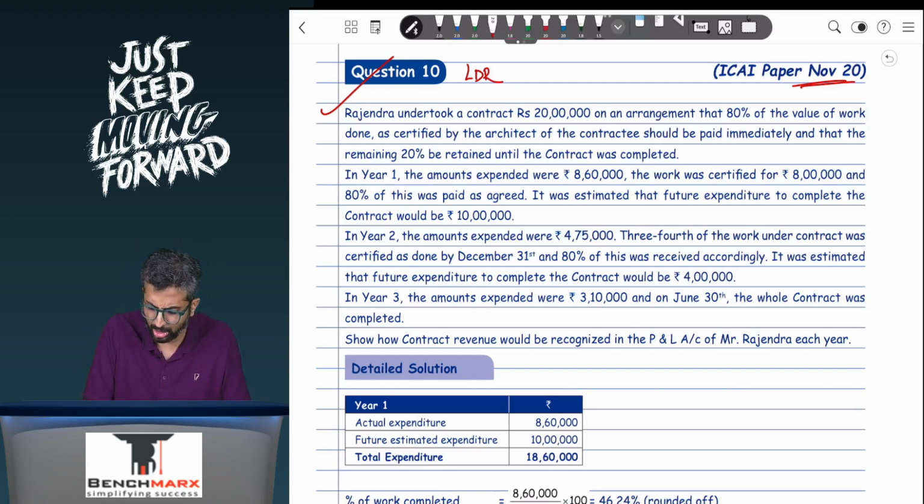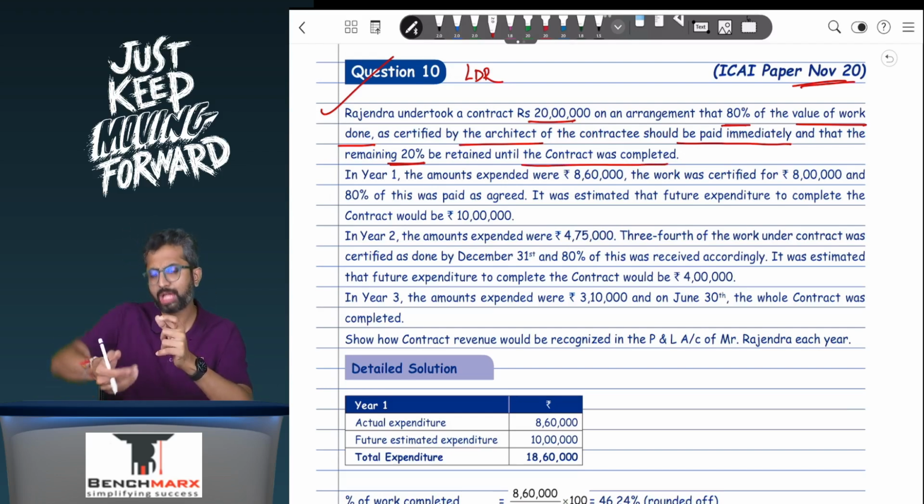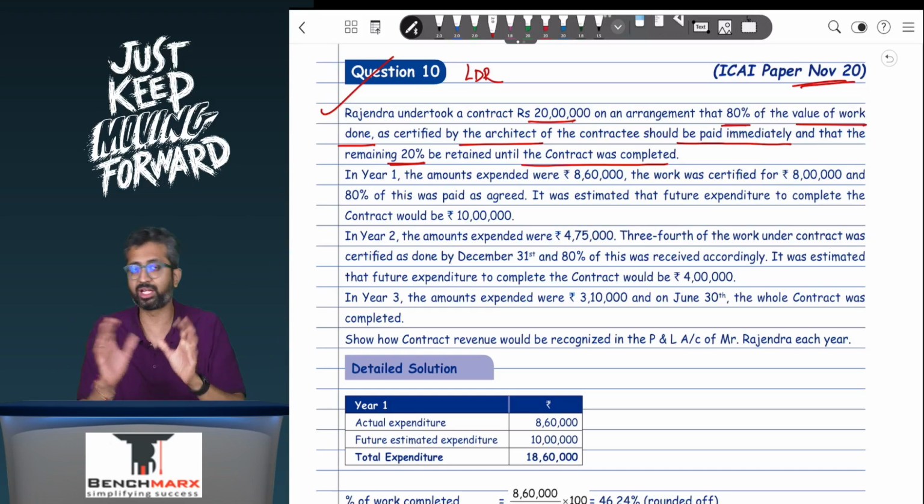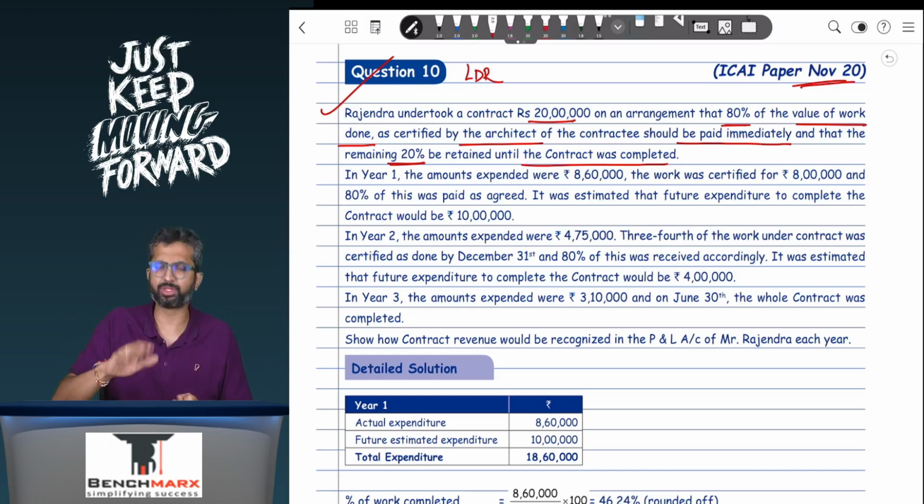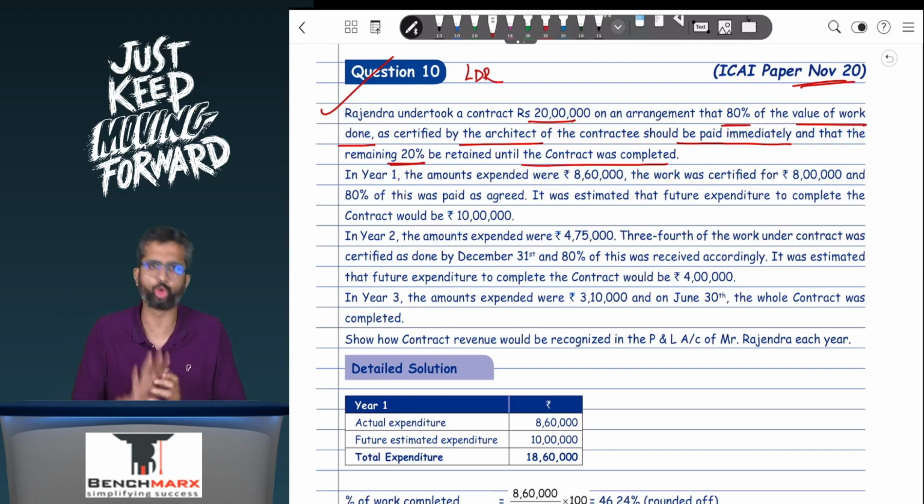Now Rajendra took a contract for 20 lakhs on an arrangement that 80% of the value of the work done as certified by the architect should be paid immediately, and the remaining 20% retained till the contract was completed. Now these are payment terms. If you are asked to prepare a customer account, then how much money is received is relevant, but here remember, whether you receive 80% of the money, full money, or zero money, revenue recognized is based on the stage of completion. So all of this data which is given, how much percentage of the work is certified, of that how much money is received, is all given to throw you off track.